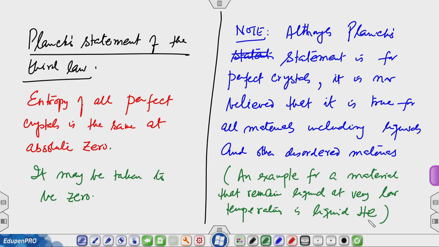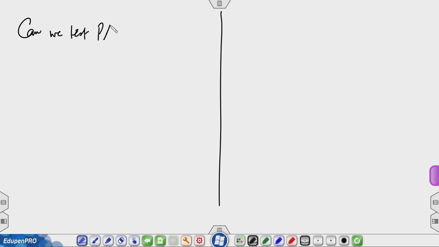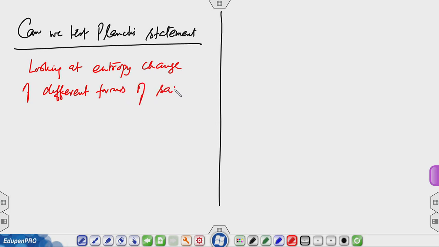Now, can we check this? The question is, can we test Planck's statement? And the answer is yes. And this is done by looking at the entropy change of different forms, known as allotropes, of the same material.